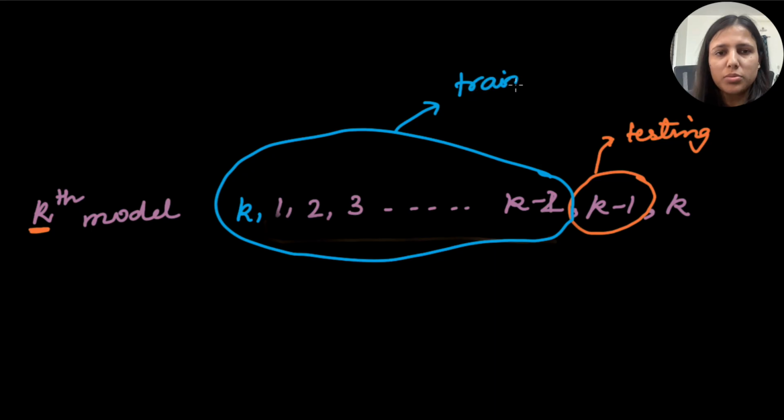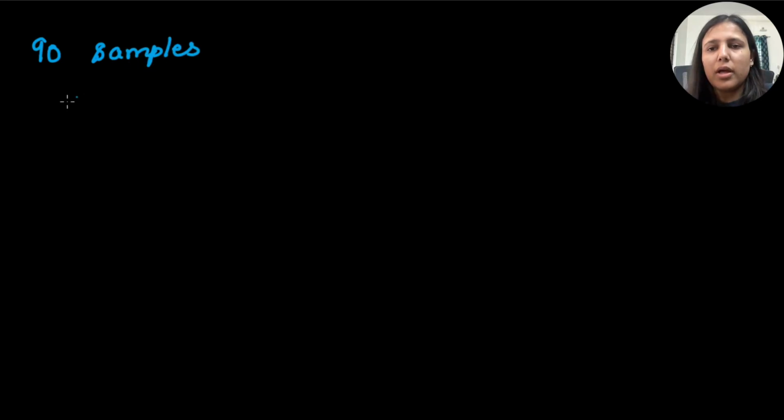So let's do a small example to understand this better. Suppose I have 90 samples, and I want to do 3-fold cross validation.